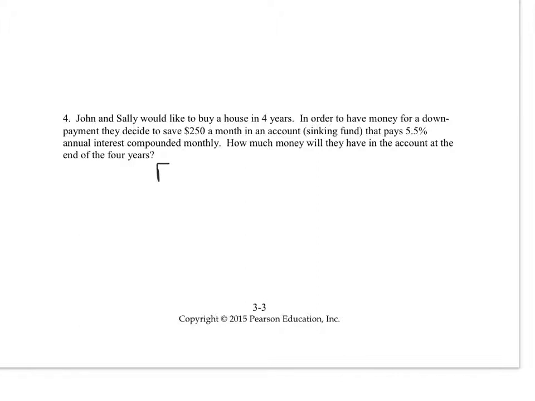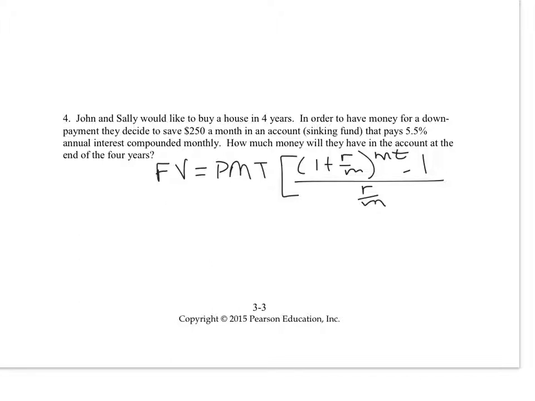So here we go again. We're going to be plugging in to this formula. Let me get it copied down. All right. They're going to put $250 a month. So that's going to be our PMT. The interest rate that they're earning is 5.5%. So our R is 0.055 divided by, since that interest rate is compounded monthly, 12.